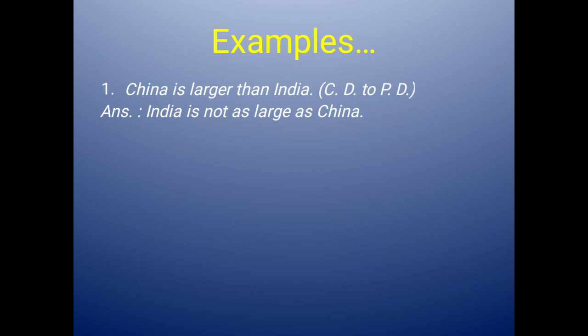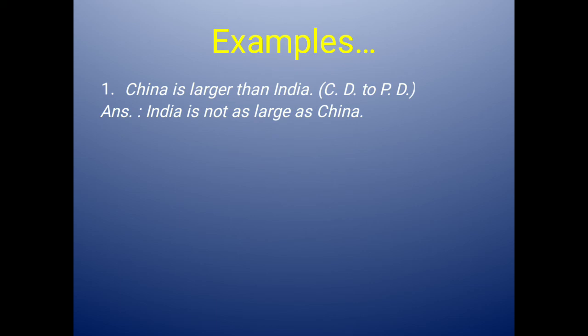If you forgot to use not, remember your sentence will be wrong. You will get 0 marks for that. Because if you have written India is as large as China, the meaning of the sentence is totally changed, right? And I have told you in transformation of sentences, it's not allowed to change the meaning of the sentence. So you have to start with the second object, India. India is not as large as China. So here we have maintained the original meaning of the sentence.